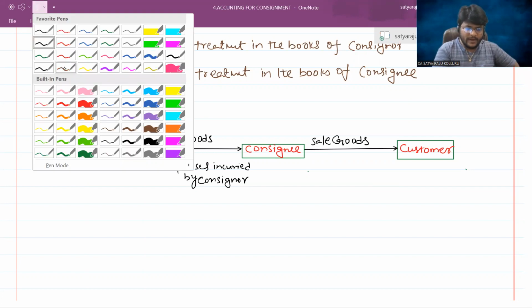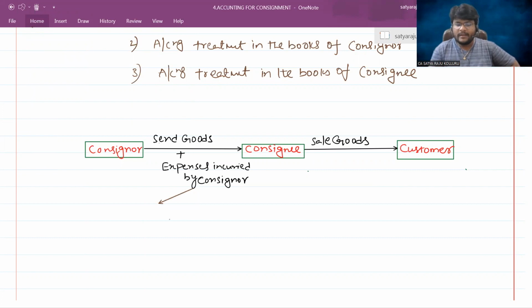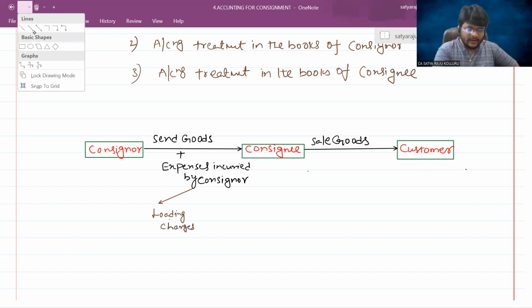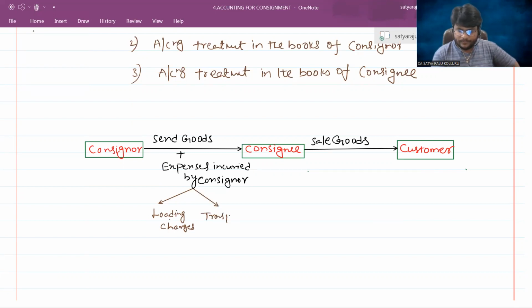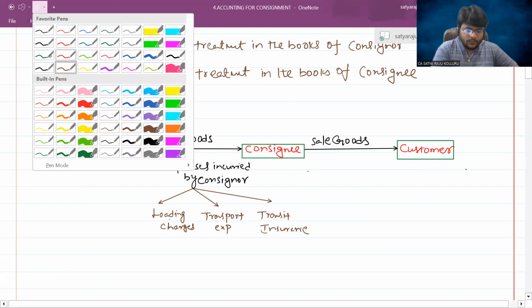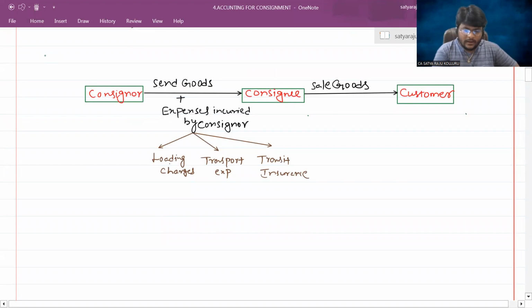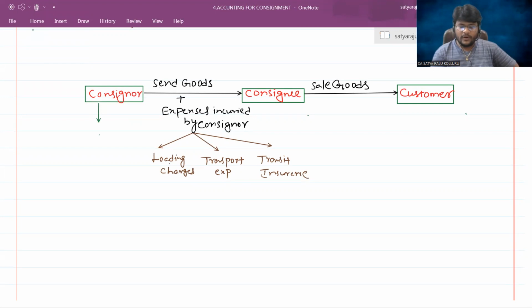I already told you which type of expenses he might incur. If you think practically, then you will get everything. At the time of sending goods by one party to another party, loading charges may be incurred. We need to load, no? Loading charges. Next, transportation expenses he might incur. He may incur transit insurance. Now, after incurring all such expenses, those goods are received by the consignee. In this process, the consignor will prepare one document. Such a document is technically known as a pro forma invoice.